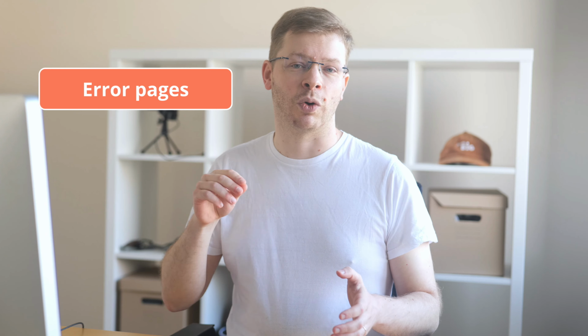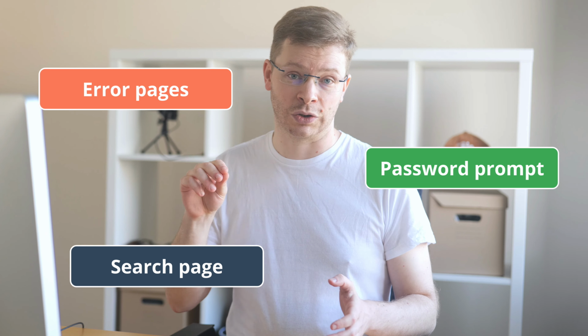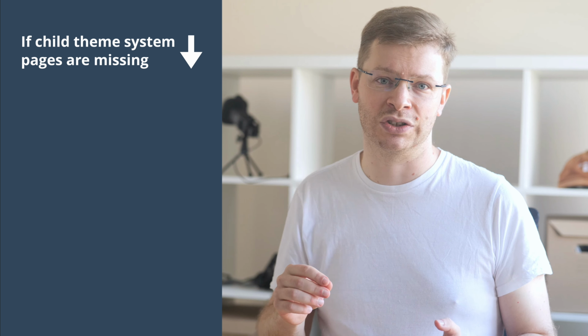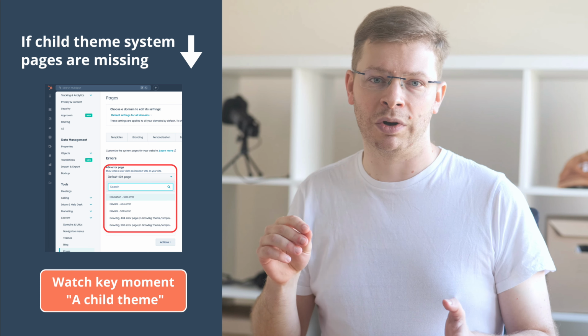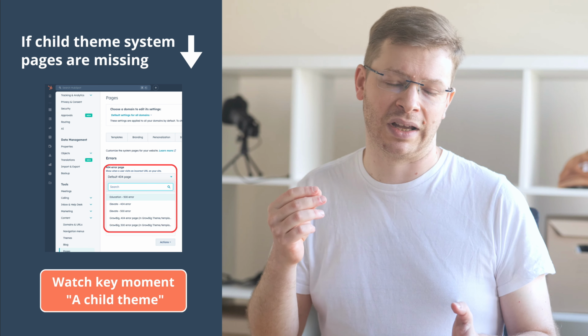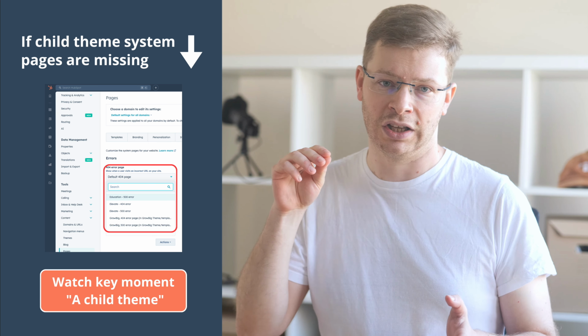Alright, we are fully equipped to create a website with a child theme. However, in the final step of creating a project before we launch, we need to set up our system pages. This includes pages for errors, password prompt, and the search page. The issue arises with the system pages when users use a child theme to create the project. They don't have the option to select system pages in their portal settings. So if you don't have system pages for your child theme in your HubSpot portal settings, please watch the previous key moment of this video where I explain how to clone system pages into your child theme.